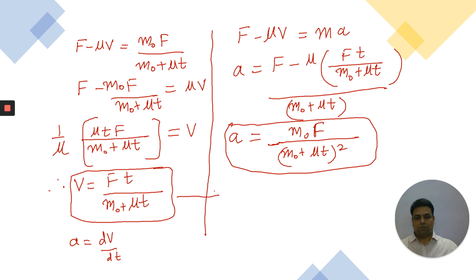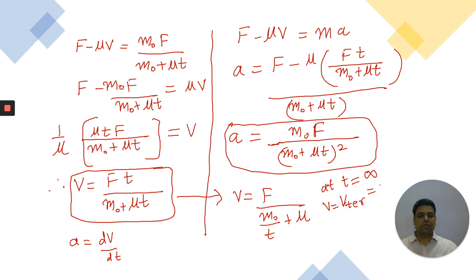You can also still work with this. F is equal to m₀ by t plus μ. So at t equal to infinity, you will get v becoming equal to the terminal velocity, which would become equal to F by μ, with acceleration becoming zero. Because mass keeps on adding, and further there are no changes in the velocity, hence we can call it terminal velocity. We shall see the next question.